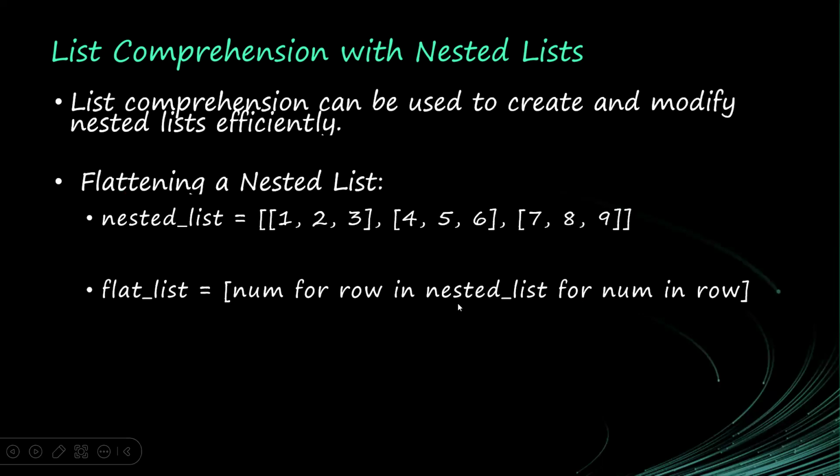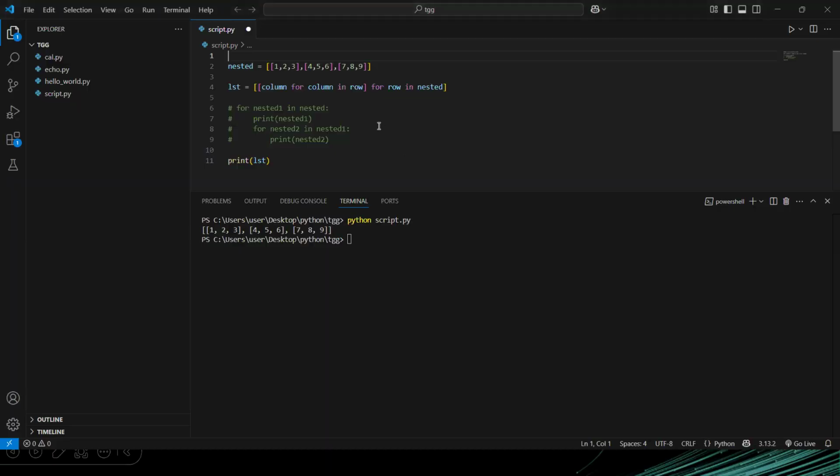When you say flatten, you want to put the whole thing into one list. When you say you want to flatten a list, you take all the nested lists inside that list and make everything one. So this is what I wanted to do before: num for row in nested list, for num in row. So this comes first, then for num in row. This is what I wanted to do, but I got the syntax wrong.